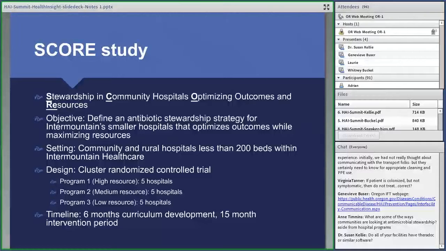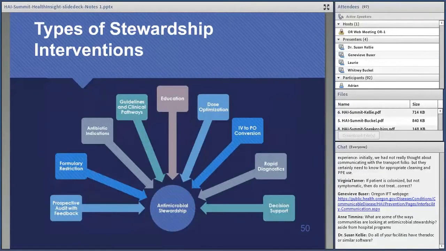And the basic difference there is the high resources had infectious disease specialists, physicians, and pharmacists helping. The medium resources really relied on the central staff, and the low is basic requirements. So we did a 6-month curriculum development and then a 15-month intervention period. And if you look at our types of stewardship interventions, going back to this slide that I had in the beginning, there are 5 that we really focused on for this cluster randomized trial. And so that's the prospective audit with intervention and feedback, formulary restriction, antibiotic indication, education, and IV to PO conversion.